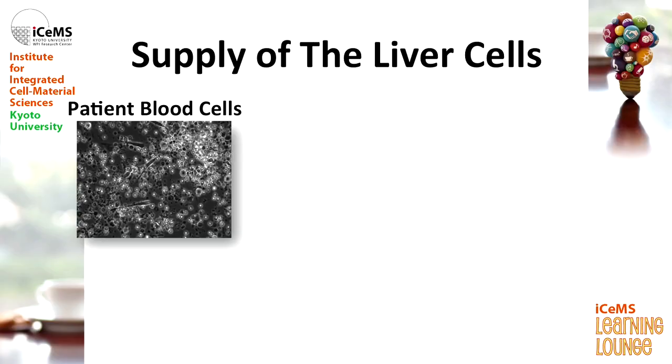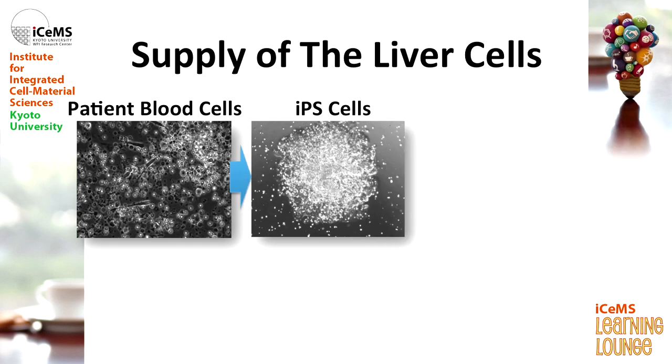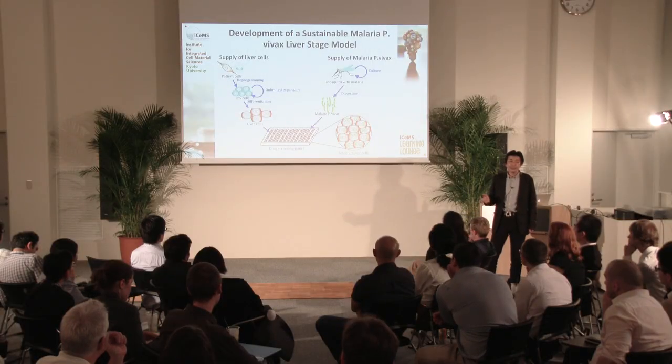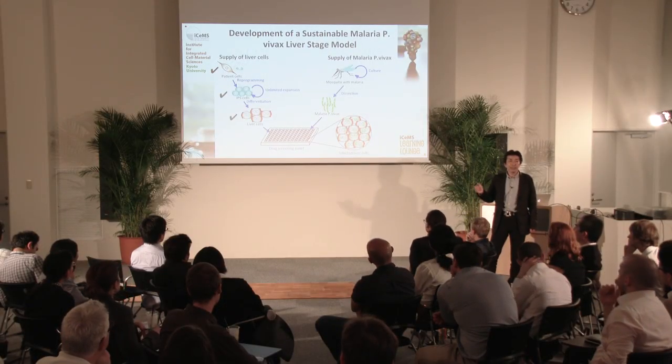We screen the patient, then get the patient blood after informed consent, and purify patient blood cells. This is the patient blood cells. The floating dots are the patient blood cells. And we reprogrammed that into iPS cells. This is the emerged iPS colony, and we differentiate it into liver cells. So you can see the cell shape changed. So now, tick, tick, tick, all done on the supply of liver cells.